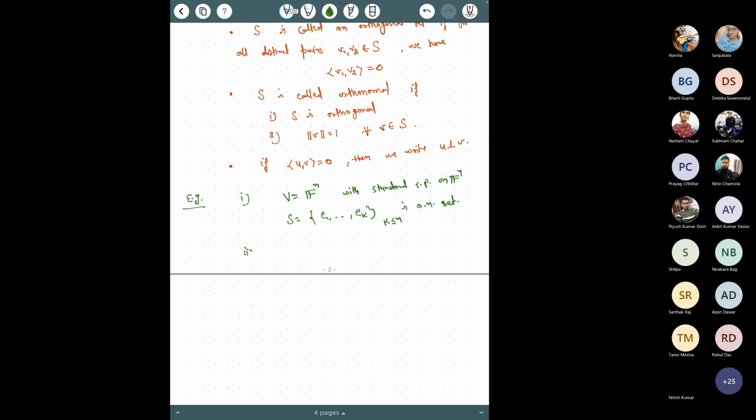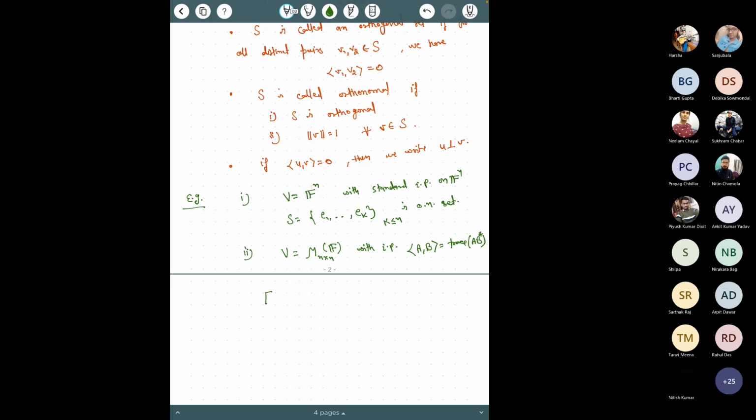Similarly, let us consider V as n cross n matrices over F. And what is the inner product here? This is the standard inner product. Let me recall: if you take any two matrices A and B, then their inner product is defined by the trace of A B star, where star is the complex conjugate transpose of B. This is the inner product space.